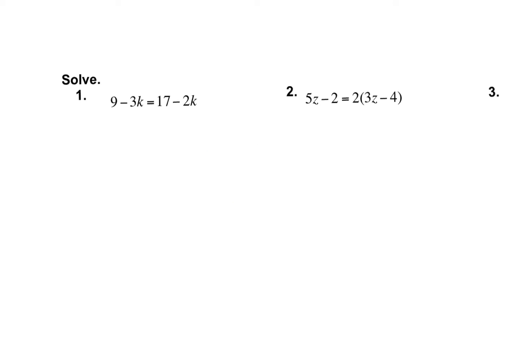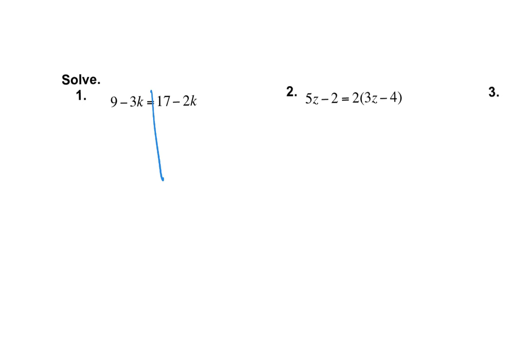All right, let's go ahead and practice a few more here. Number 1, we're going to solve 9 minus 3k is equal to 17 minus 2k. All right, so let's take a look. Remember, we can't simplify anything. So our next step would be to bring all the variables together.